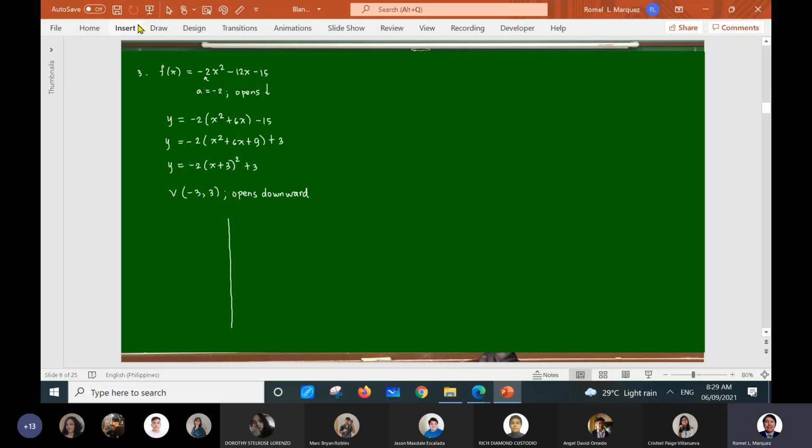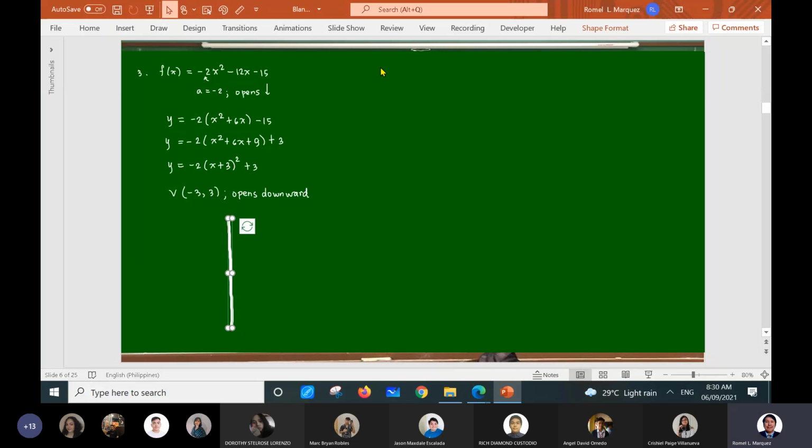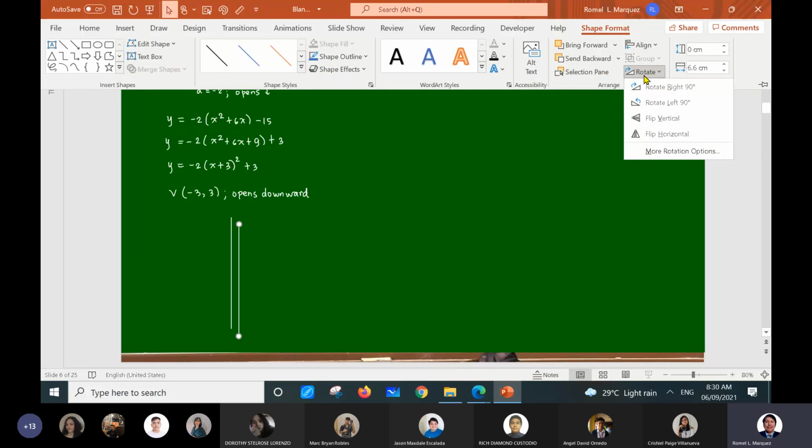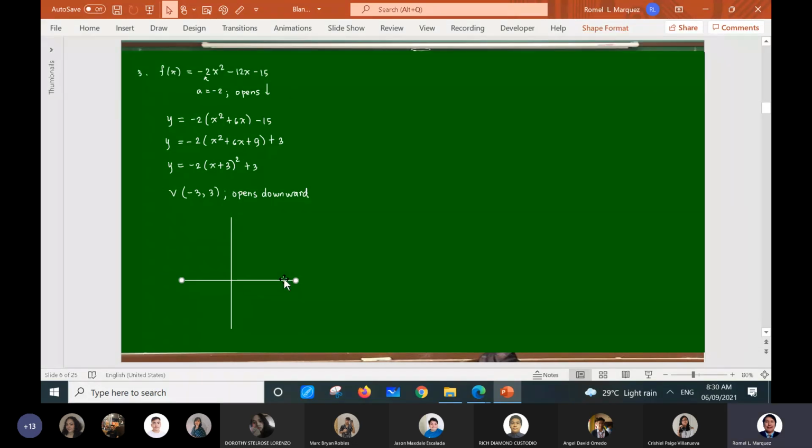Let's have this, make it straight into shape. Then let me copy that, and then rotate. Vertex is where? At -3, 3. I think we don't have much space here.